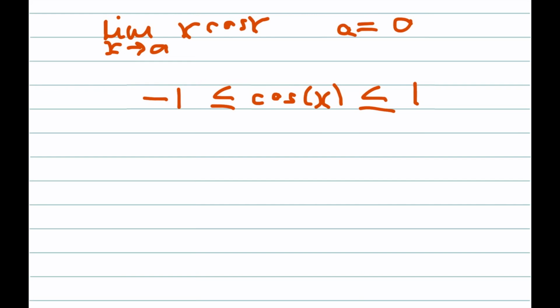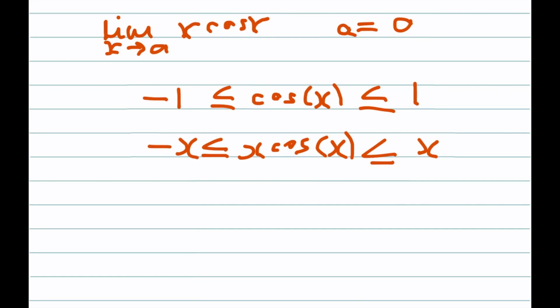So we know that x cos x will be bounded by x and minus x if we multiply by x. So going from this line to this line, we're multiplying by x. If I can write that.